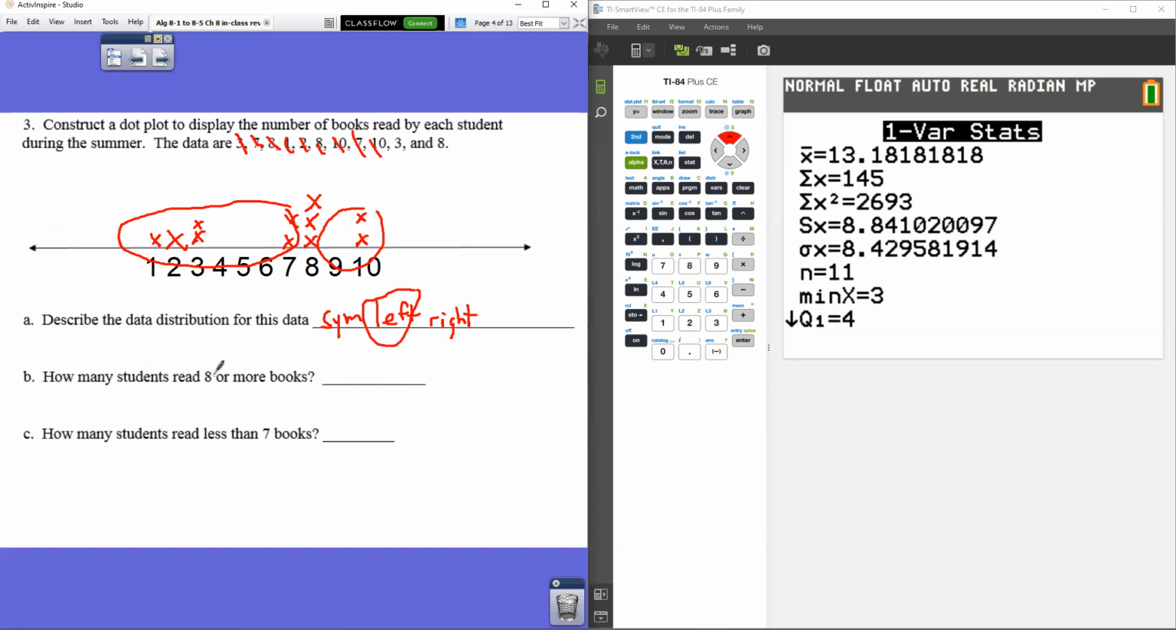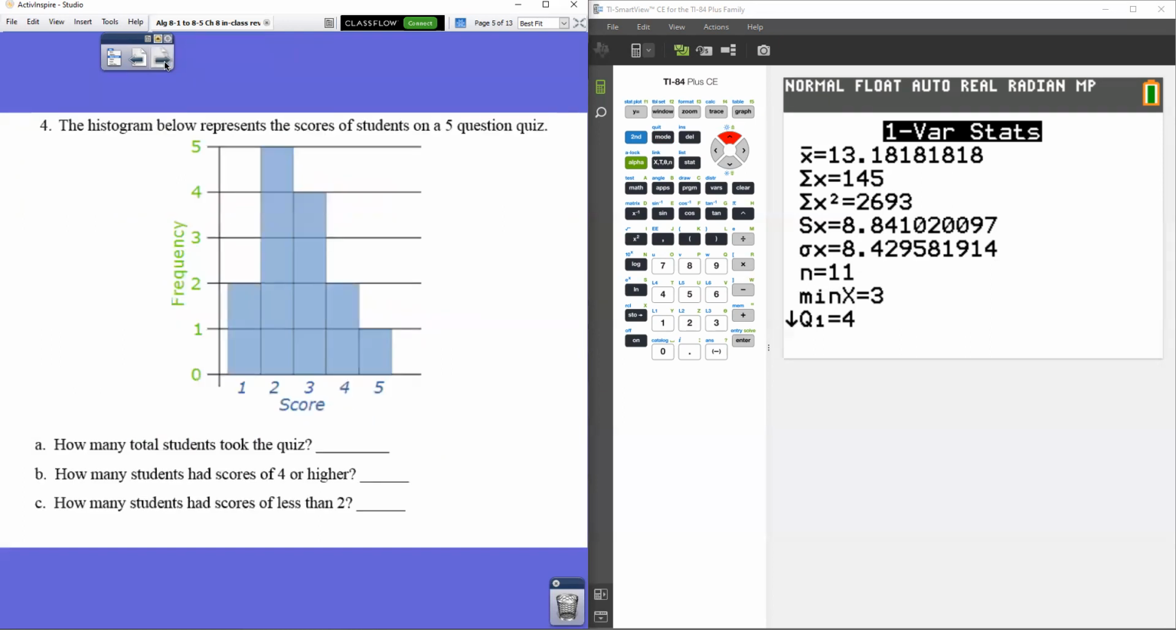How many students read 8 or more books? Well, 8 or more would be 8s, 9s, and 10s, so there were 5 total. How many students read less than 7? Now, less than 7 does not include 7, so it would only be the 1s, the 2s, and the 3s here, so that would be 4 people total.